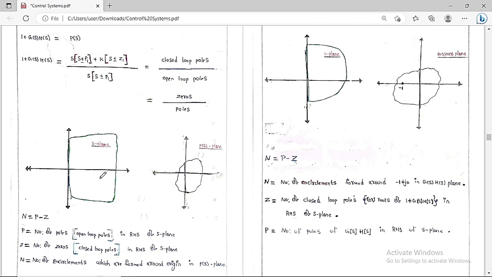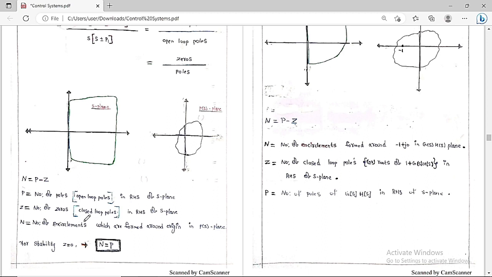And what is Z? Z means number of zeros, which means the closed loop poles. So Z indicates the number of zeros or the closed loop poles which are going to lie in the right half of the S plane. And what is N? N is the number of encirclements which are formed around the origin in the P of S plane. N is positive for the anti-clockwise direction and negative for the clockwise direction.